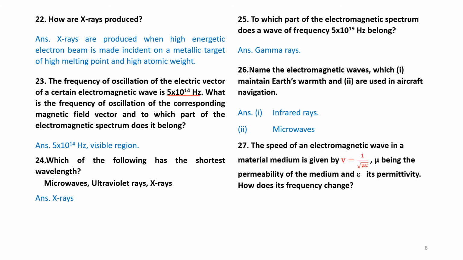Question number 27. The speed of an electromagnetic wave in a material medium is given by V is equal to 1 over square root of mu epsilon, mu being the permeability of the medium and epsilon its permittivity. How does its frequency change? There is no change.